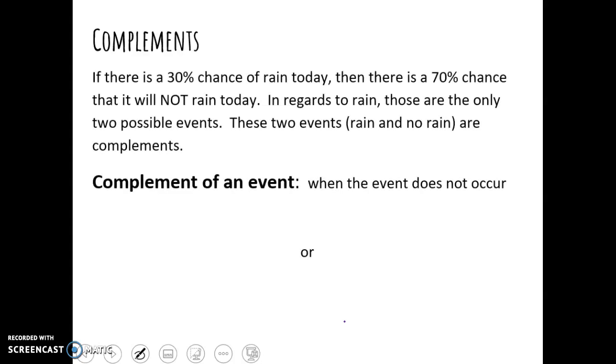All right, next up is complements. Complements can be explained this way. If there's a 30% chance of rain today, then there's a 70% chance that it will not rain today. In regards to rain, there are only two possible events. These two events, rain and no rain, are complements. So a complement of an event is when the event doesn't occur.